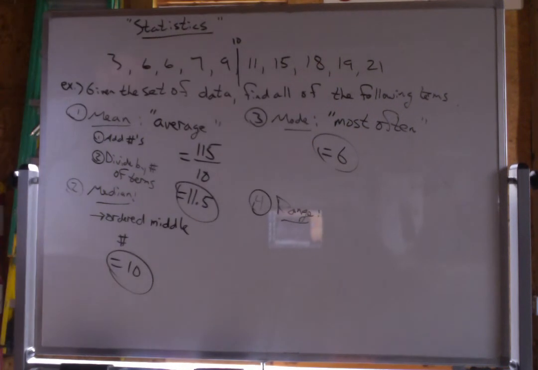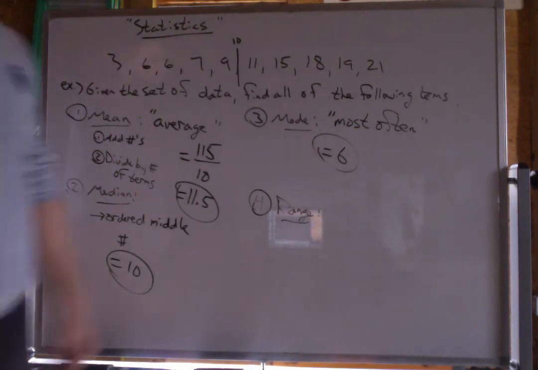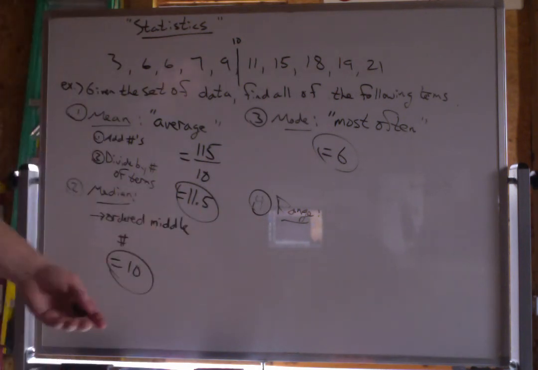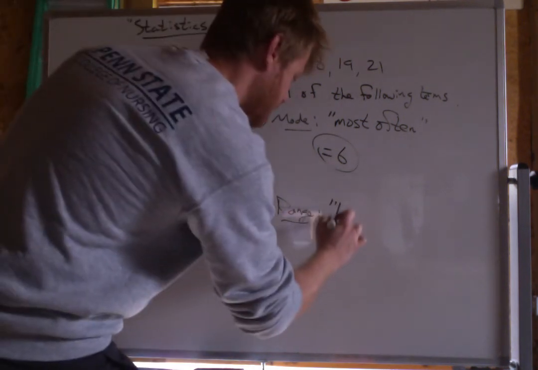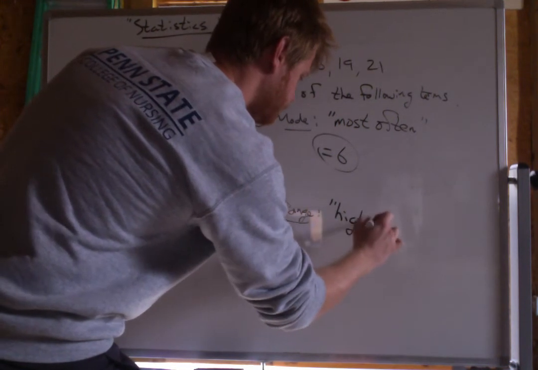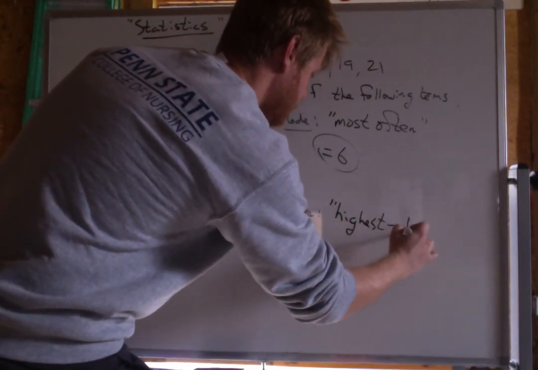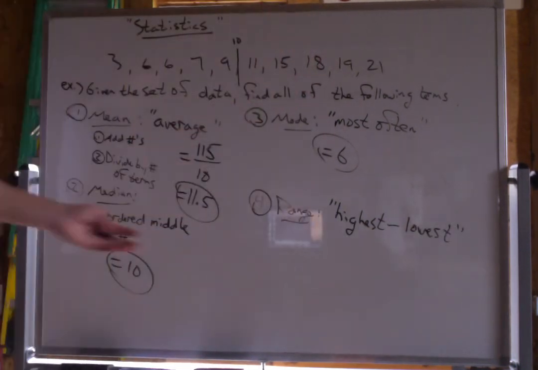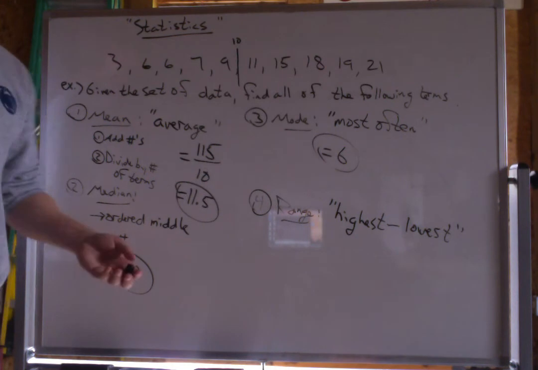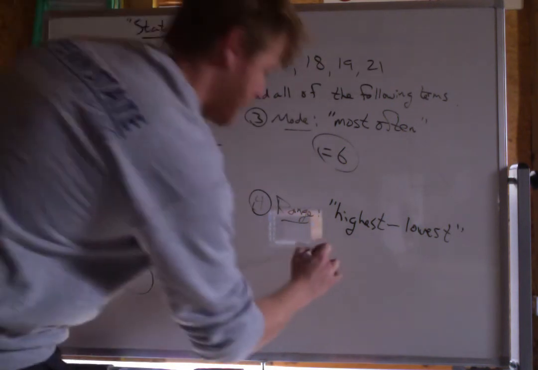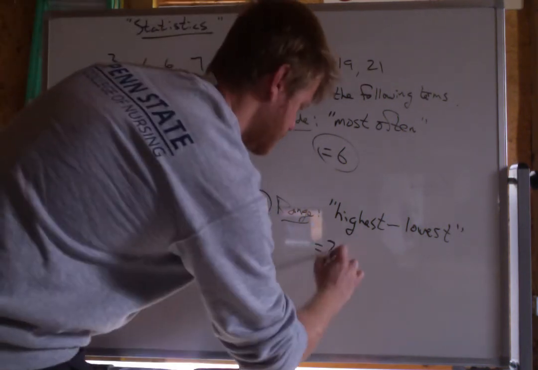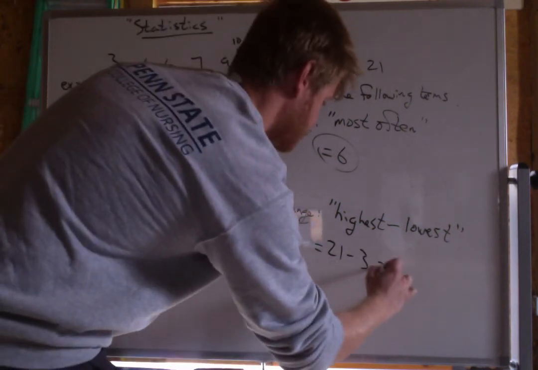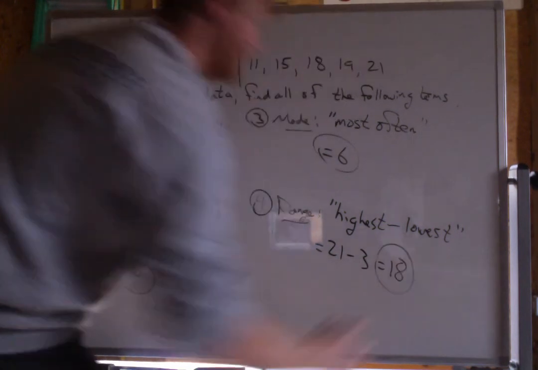Okay, that's it. Finally, number 4, the range. Now, this is different than the function meaning of range, where it was the y values. The range is the highest minus the lowest. So think of it as the amount of spread or distance between all of the numbers. This one is a very basic calculation. It's just going to be 21 minus 3, and 21 minus 3 is 18.